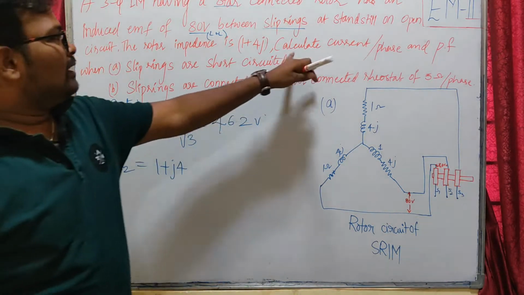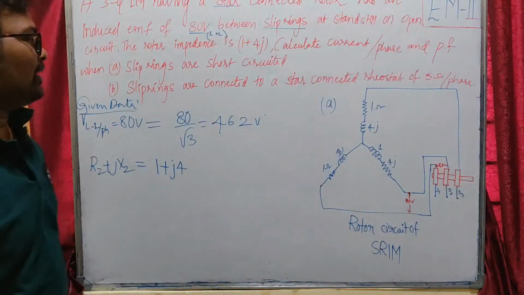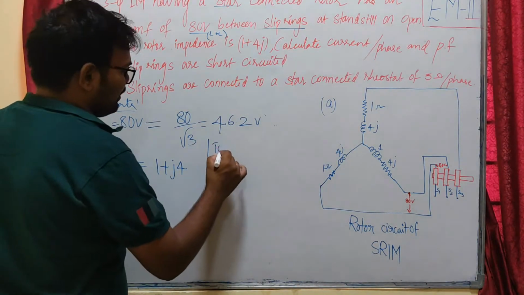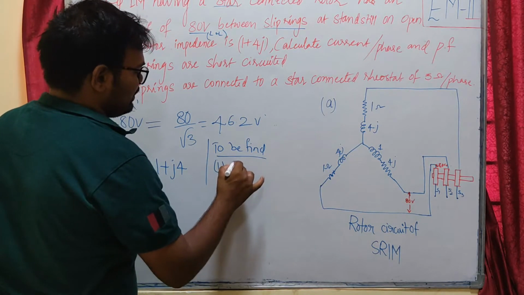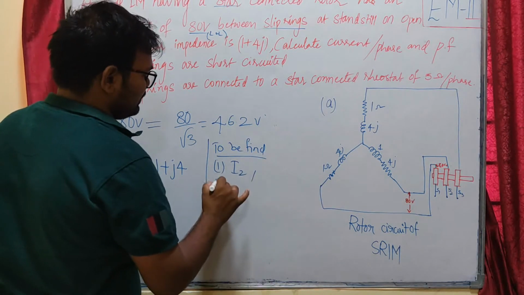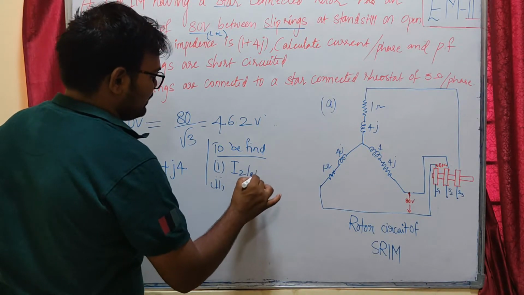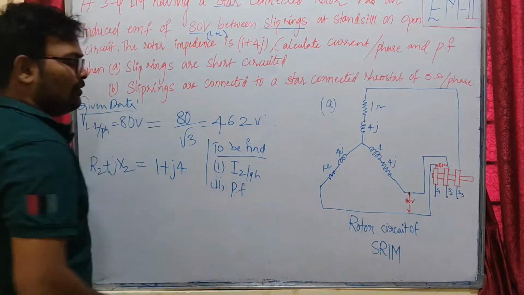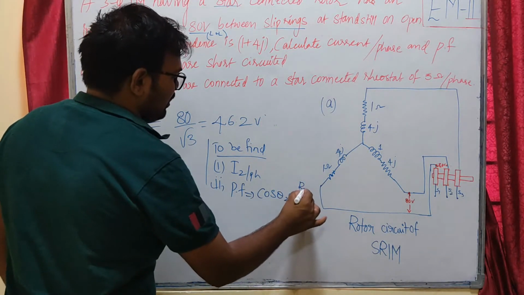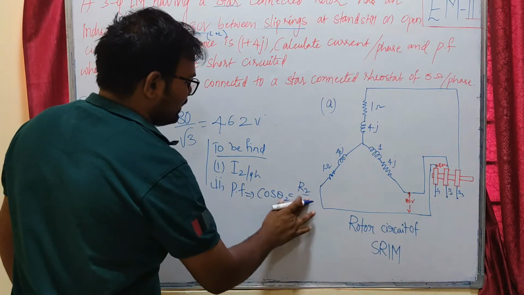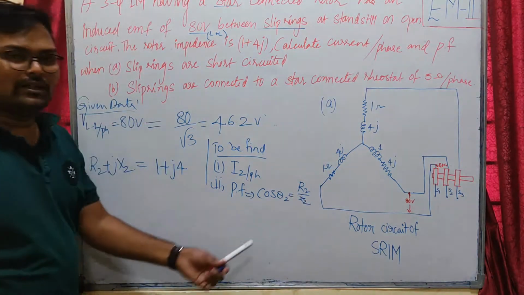Then calculate the current per phase and power factor. So what do we need to find? First is the rotor current per phase. Second is the rotor power factor, which is given by cos theta 2 equal to R2 by Z2. So if we can find R2 and Z2, we can find out the rotor power factor.